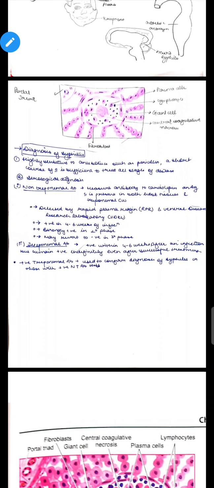For diagnosis, syphilis is caused by Treponema pallidum, which is highly sensitive to penicillin, so a short course of it is very sufficient to treat all the stages of this disease. However, serological diagnosis is done by non-treponemal antibodies and treponemal antibodies. Non-treponemal antibodies measure the antibody to cardiolipin. Cardiolipin is an antigen which is present in both host tissues and the treponemal cell wall. This is detected by the rapid plasma reagin test and the venereal disease research laboratory test. It is positive in the first 4 to 6 weeks of the infection and is strongly positive in the secondary phase. However, it reverts back to negative in the tertiary phase.